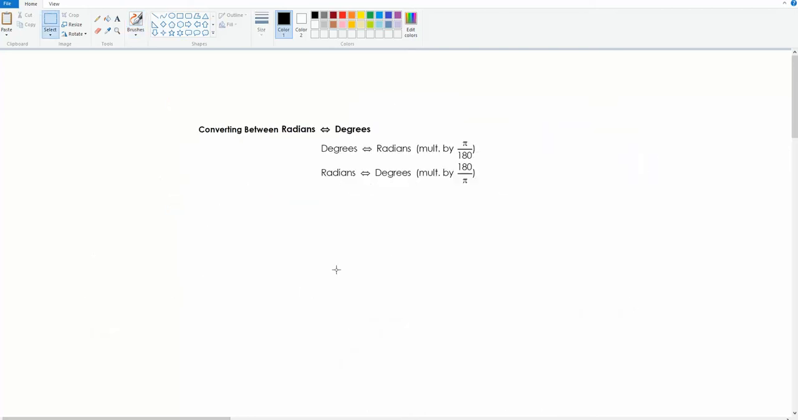Okay? All right, the last topic, going between radians and degrees. If you have degrees and you want to get radians, then you would multiply by pi over 180. And if you have radians and you want to get degrees, then you multiply by 180 over pi. And I'm going to show you how that works out.